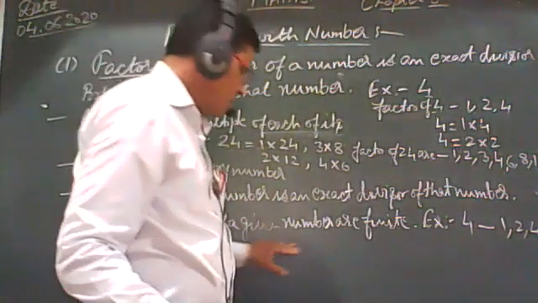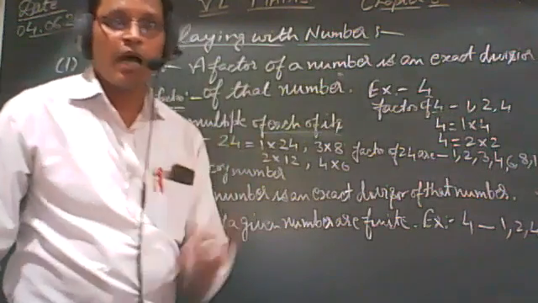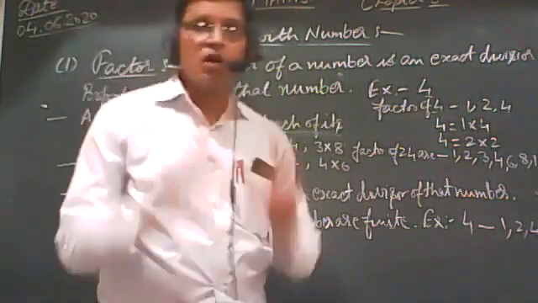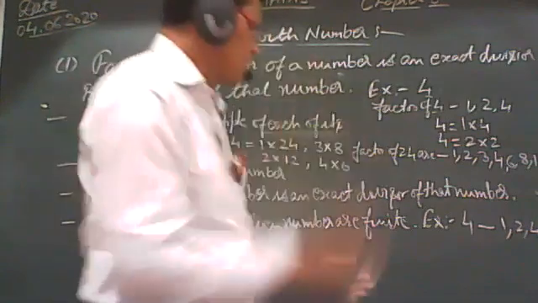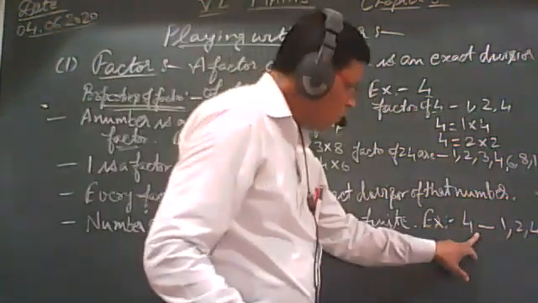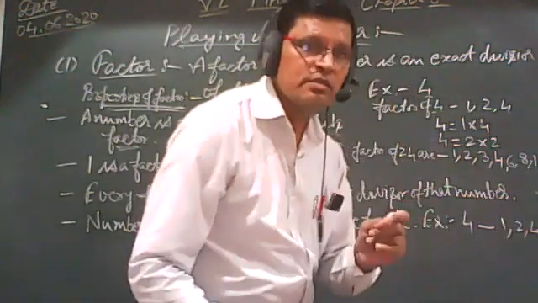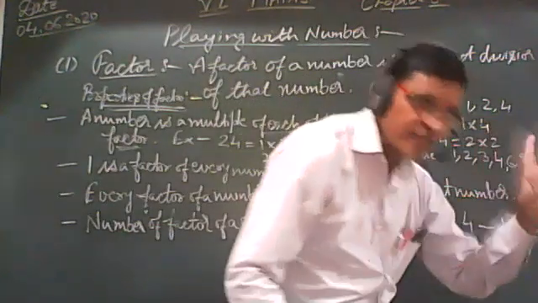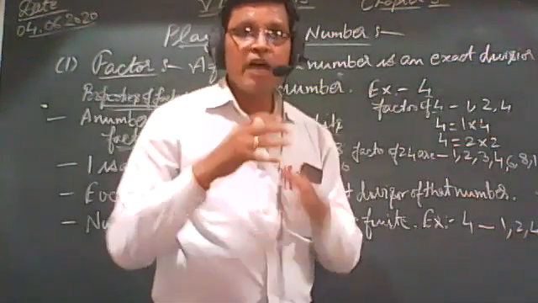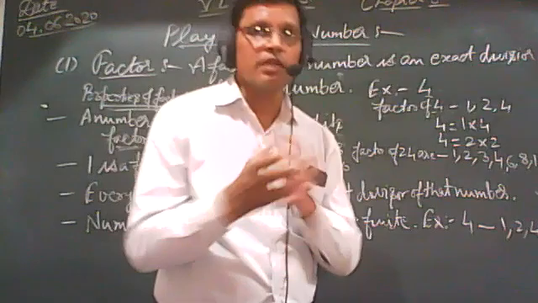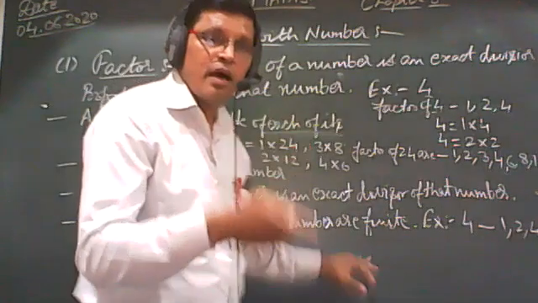And the number of factors of a given number is finite. That means the factors of a given number are always finite. That means you can always count them. The number of factors is always finite. For example, 4. The factors of 4 are 1, 2, 4. And how many factors are here? 1, 2, 3. 3 factors of 4. That means we can count them. Finite means you can count the numbers. That means each and every number has finite factors.